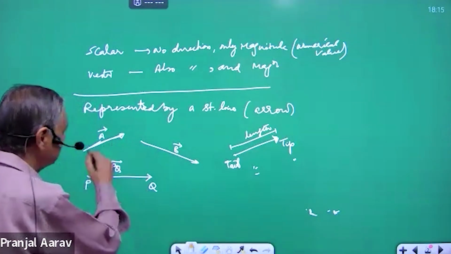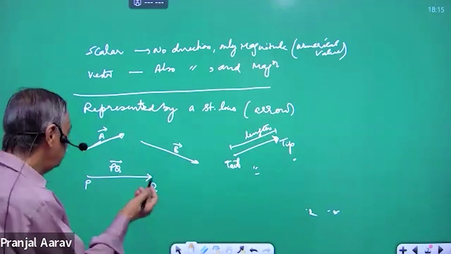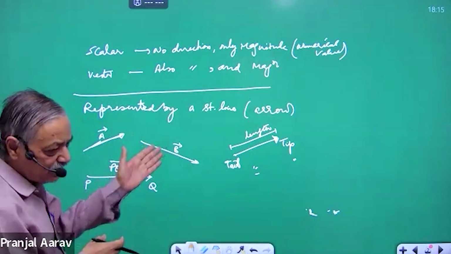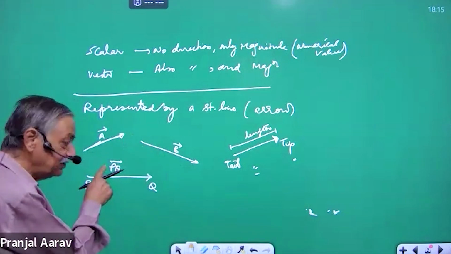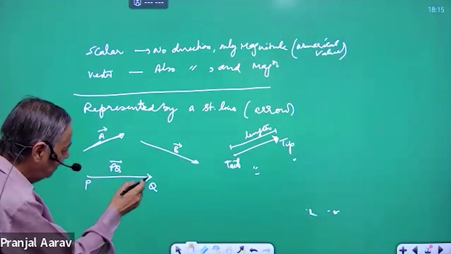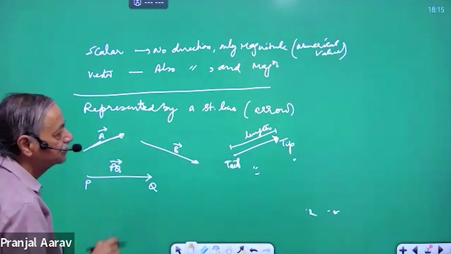So its name is A, its name is B, its name is PQ. So you can give just one name. Here you can give just one name. And here you can give the name, the starting point which comes first and the final point comes second. Okay.